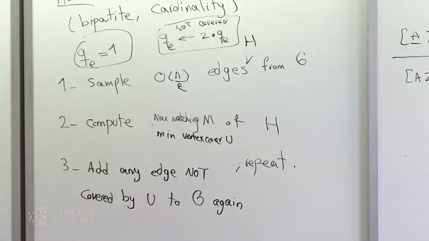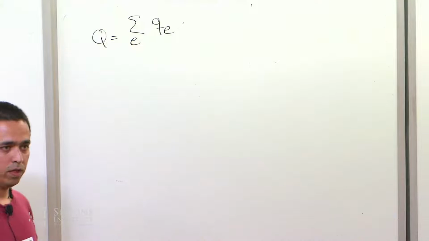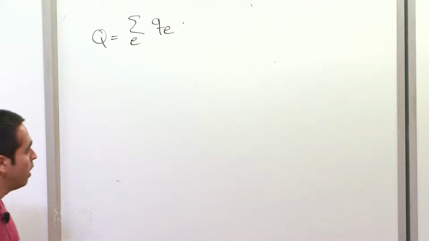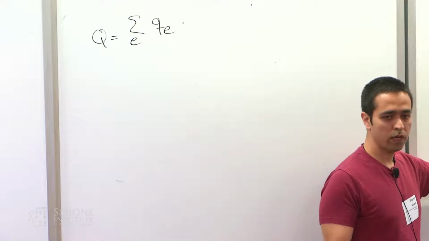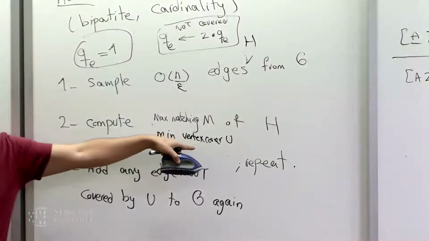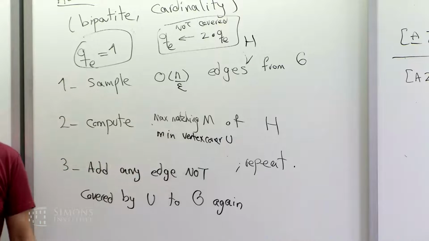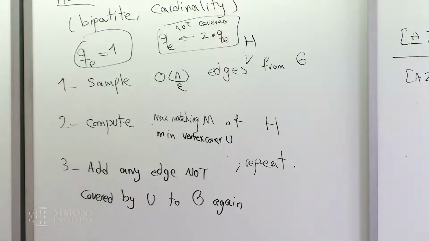Good. So what is going on? The real important thing is to look at Q being the summation over e, the total weight of the edges that you have. This vertex cover that you are picking here does a lot more than just covering the sample. It almost covers the entire graph, in the following sense.